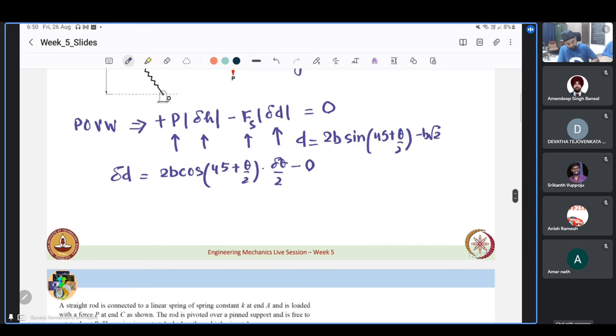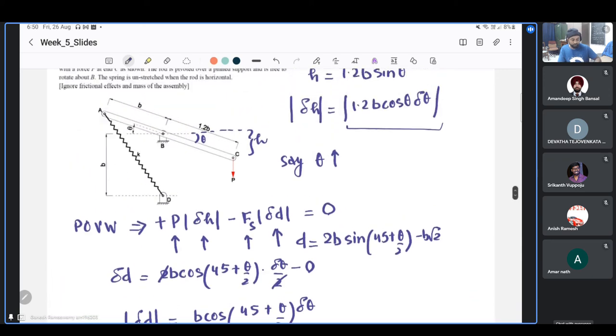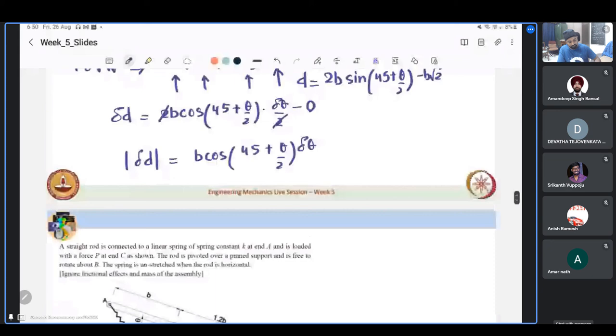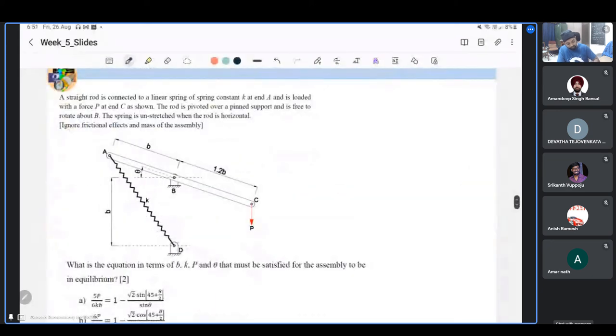And we are supposed to consider only the absolute value as we have seen. So this 2 and this 2 will get cancelled. It will be B cos(45 + theta/2) delta theta. So we have got all the components that we need to write the principle of virtual work now. So let us go ahead and write it.